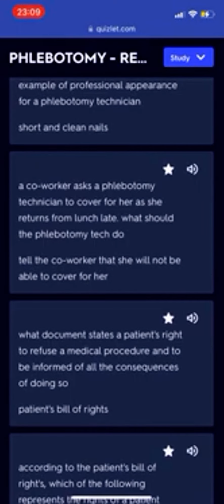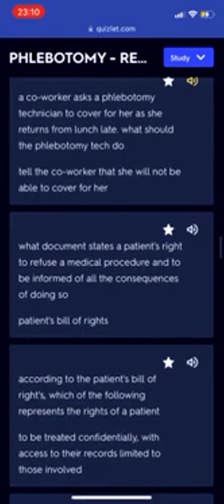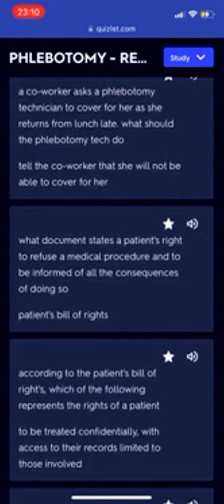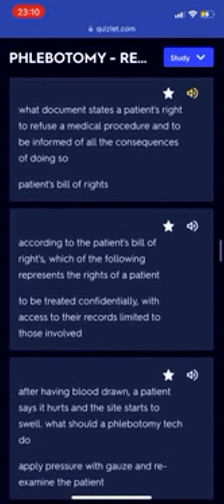Short and clean nails. A coworker asks a phlebotomy technician to cover for her as she returns from lunch late. What should the phlebotomy tech do? Tell the coworker that she will not be able to cover for her. What document states a patient's right to refuse a medical procedure and to be informed of all the consequences of doing so? Patient's Bill of Rights.